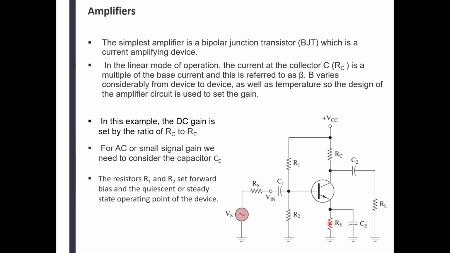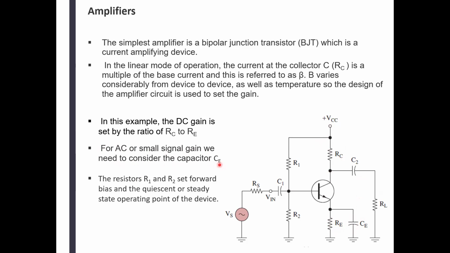But in order to improve the AC gain, we are putting this one here in the circuit, in the picture. Then we're talking about this reactance and this resistance. So this divided by that is going to give you much higher gain when it comes to AC signals. So for AC or small signal device gain, we need to consider the capacitor, the emitter capacitor, also called bypass capacitor.